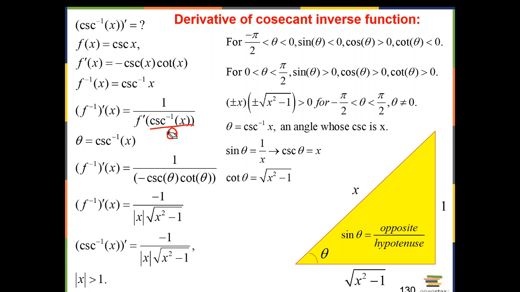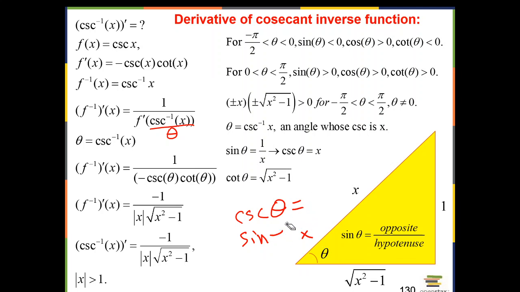So the theta has to satisfy what? The fact that cosecant of it has to be what? x. Well, cosecant is 1 over sine. That means the sine of it has to be 1 over x, right? So we have to set this up so that opposite over hypotenuse is 1 over x. And this side is square root of x squared minus 1.